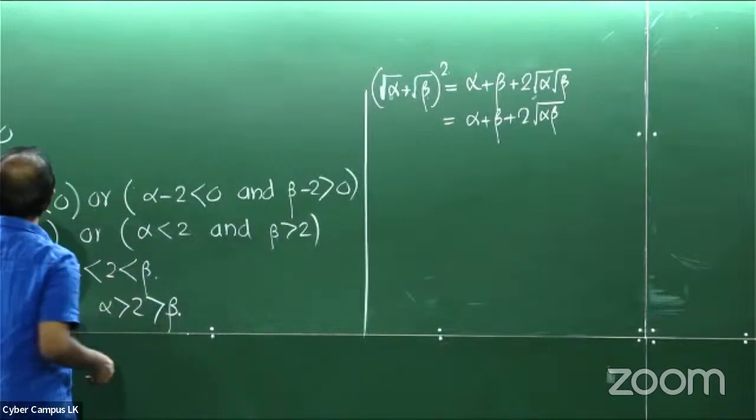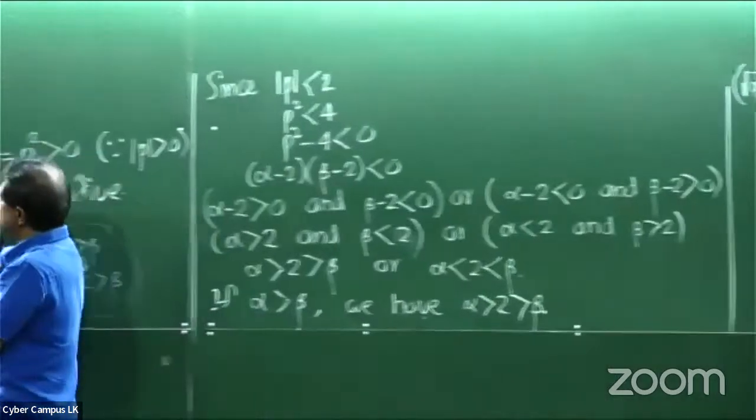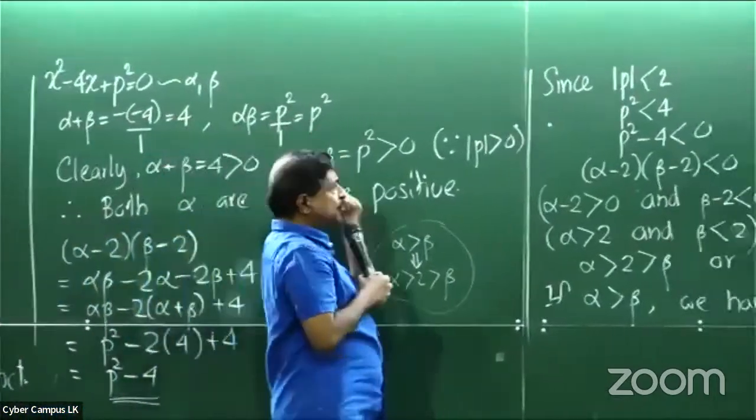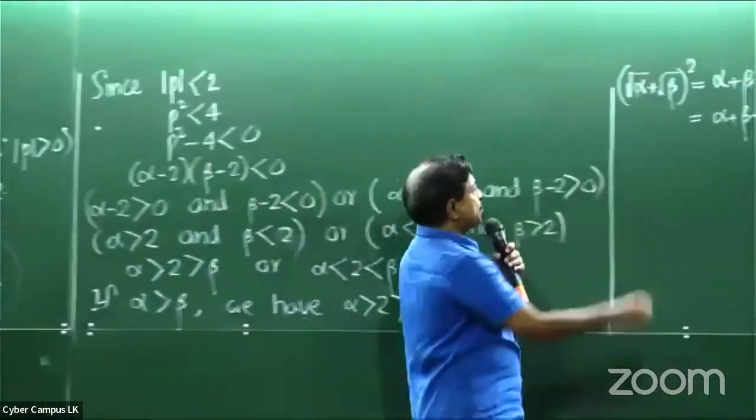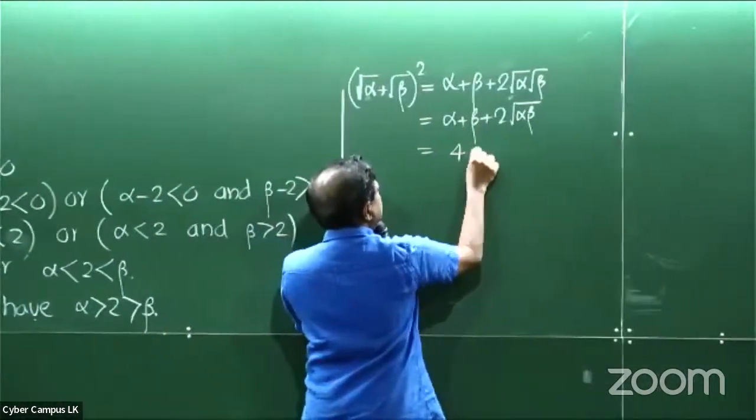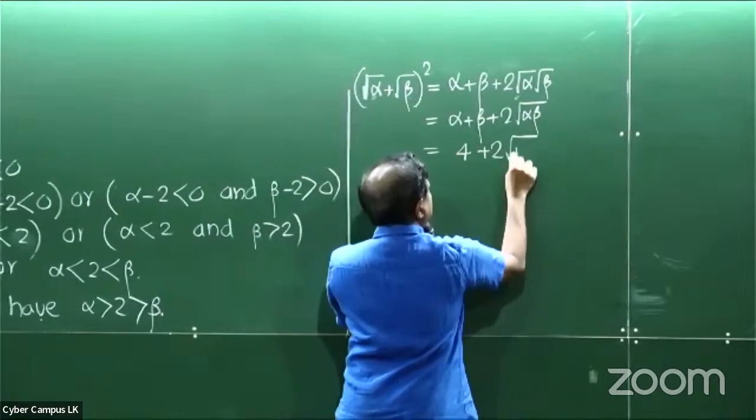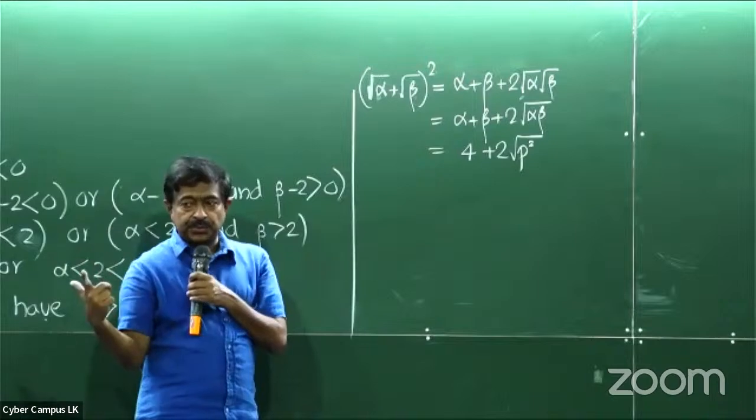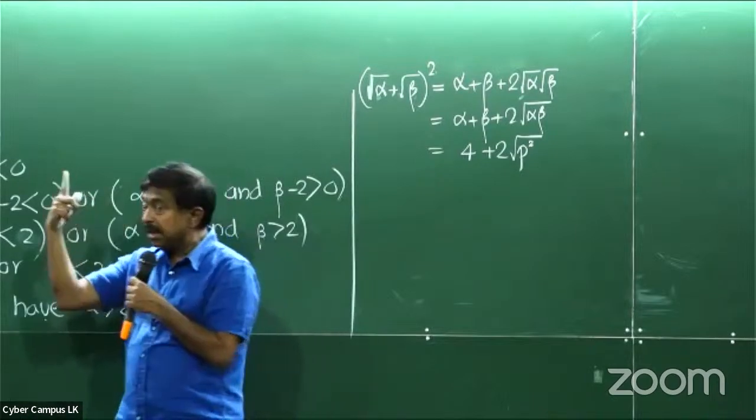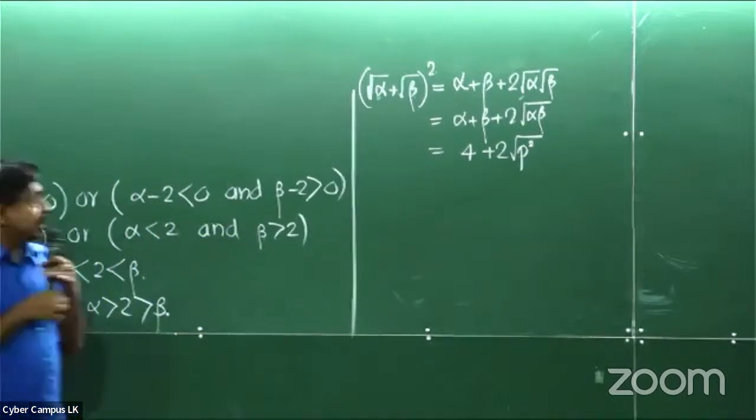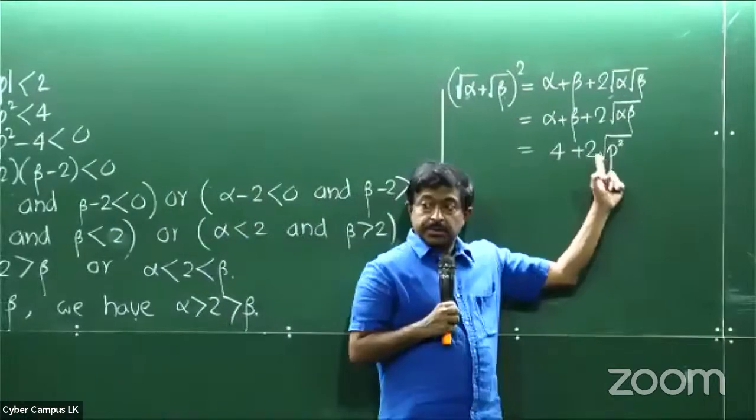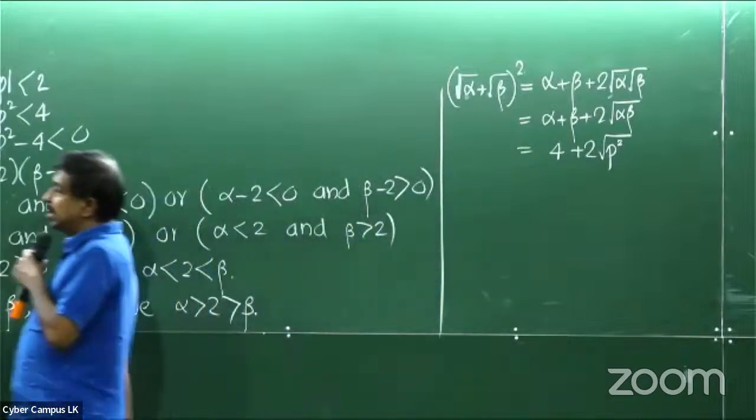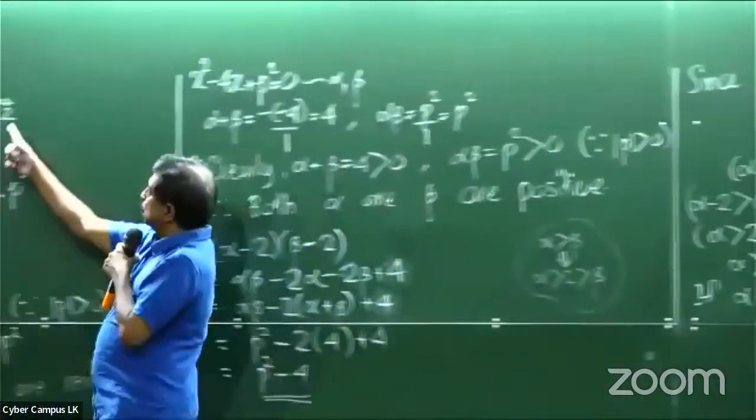Now you can plug in the respective terms. Alpha plus beta is 4 and alpha beta is p squared. This is 4 plus 2 times square root of p squared. Now what is this? Square root of p squared. P can be negative, right? If p is positive, you can straight away write it as just p. But we'll go and see what the range of p is. Look, p can be negative.